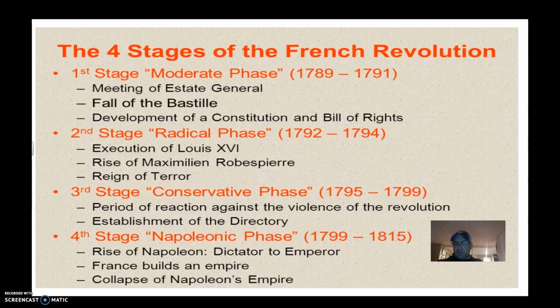The first stage is called the moderate stage. That's the one we were discussing in class on Friday. And the reason why it's called moderate is like ordinary. It's like not extreme changes.